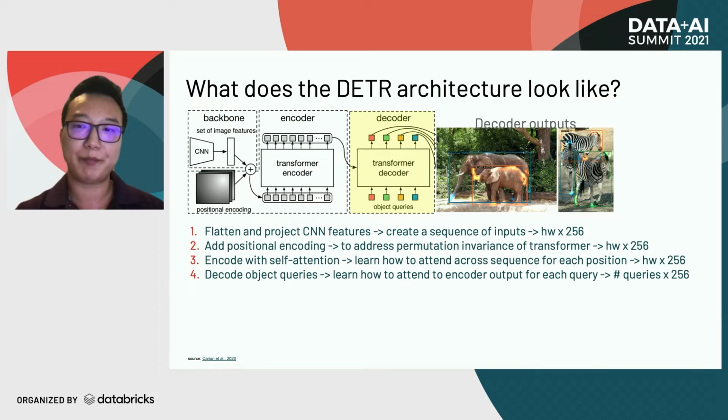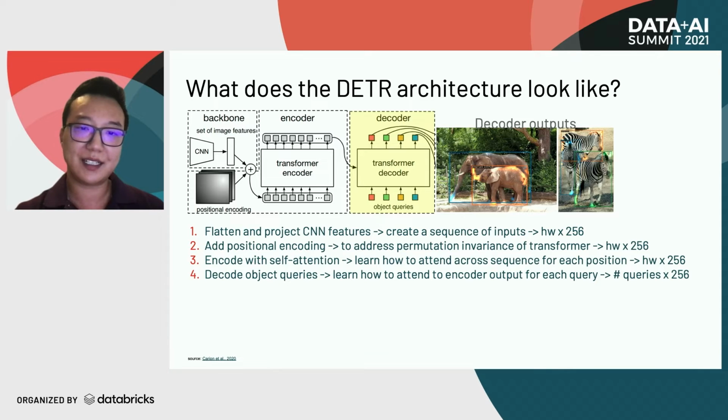If you remember from the Faster R-CNN architecture, there were 200,000-something regions that were generated for consideration of having a potential object. The DETR architecture doesn't generate 200,000.